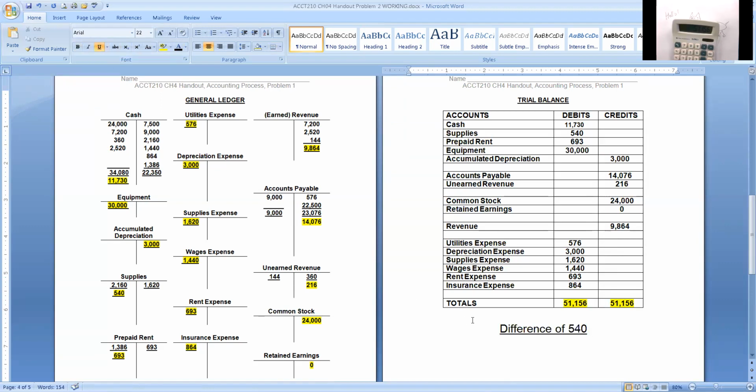What would that indicate? It probably means that you either didn't add in the supplies to one of the sides, or that you added it in twice. So if you find that these don't balance, it's not the end of the world.